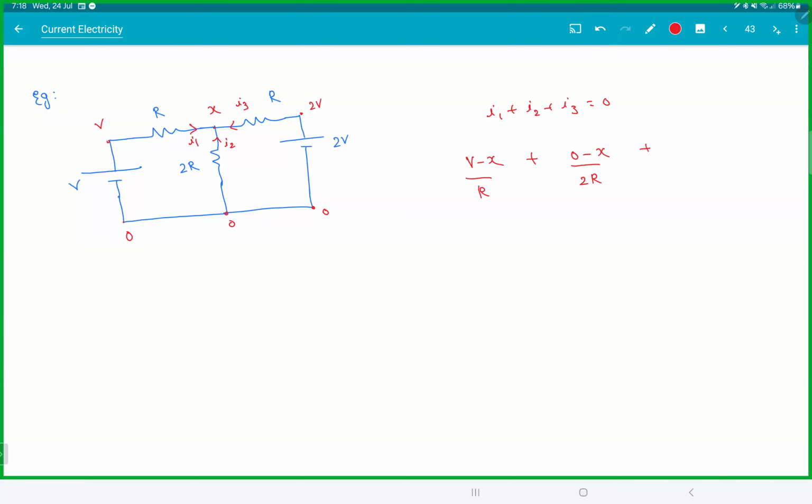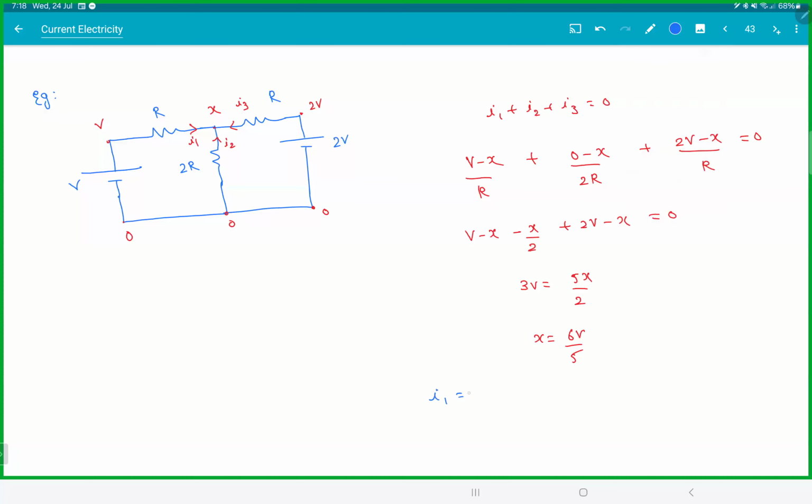Because you're assuming current is going from higher to lower there. So this is 2V minus X by R. R goes off. You end up with V minus X by 2 plus 2V minus X. You get 3V is equal to 5X by 2. X is equal to 6V by 5.